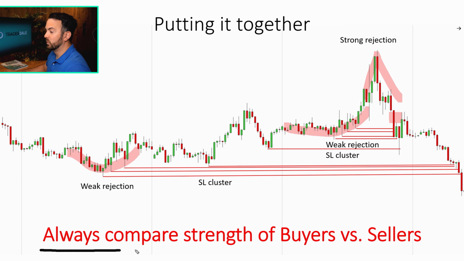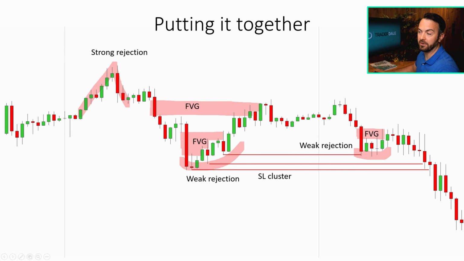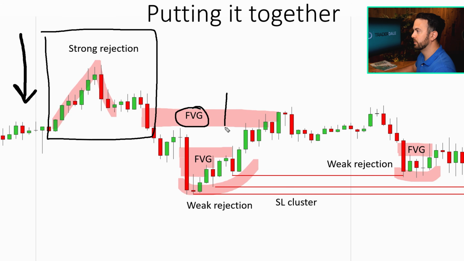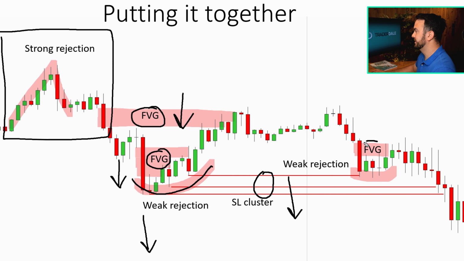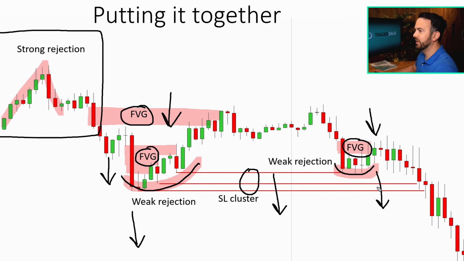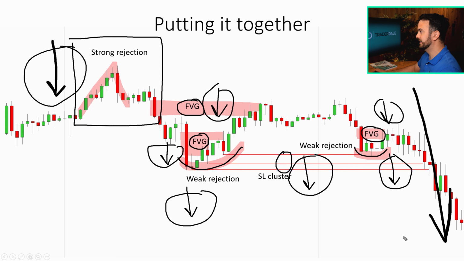So you always want to compare the strength of buyers versus sellers. Now here's another example. We have a strong rejection of higher prices in here, then a bearish fair value gap, another bearish fair value gap, then there is weak rejection telling us of weak buyers, then there is a stop loss cluster which the price is likely to test, then there is a bearish fair value gap, and a weak rejection. All this is telling me that sellers are in control and that the price should drop like it did in here.